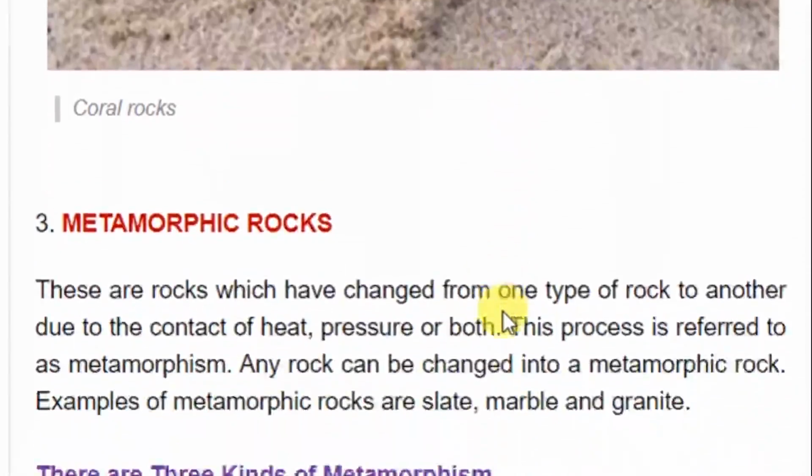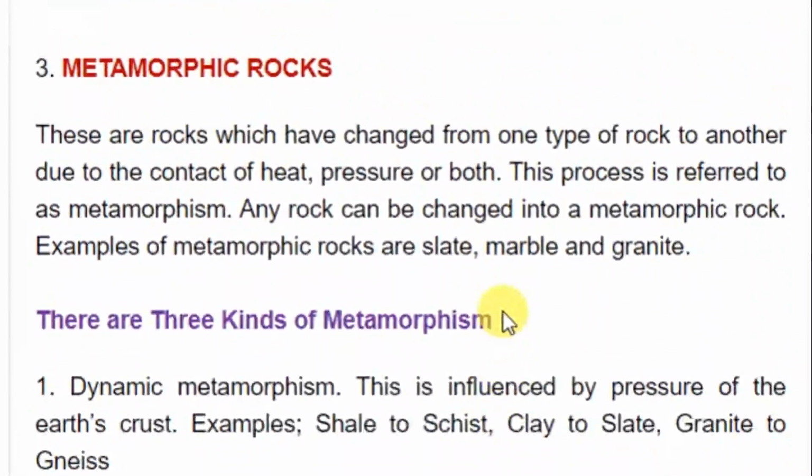Now before we move to the rock cycle, let's discuss the metamorphic rock and conclude our session, so that in the next session we will discuss the rock cycle. Now metamorphic rocks result from metamorphism or changes of the other categories of rocks. So they are rocks which have changed from one type of rock to another due to contact of heat, pressure, or both. So igneous or sedimentary rocks can undergo metamorphism, and by undergoing metamorphism they can result in formation of metamorphic rocks. This process is referred to as metamorphism.